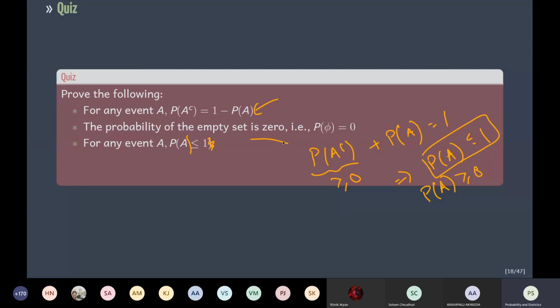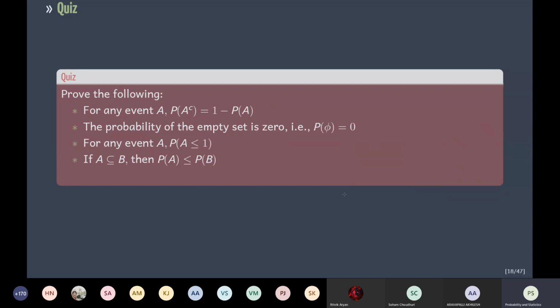So that proves this. And if A is a subset of B, then the probability of A is less than or equal to the probability of B. Okay, again, you can prove this using axioms of probability. Similarly, you can try to prove these two using axioms of probability. Okay, should be simple enough.